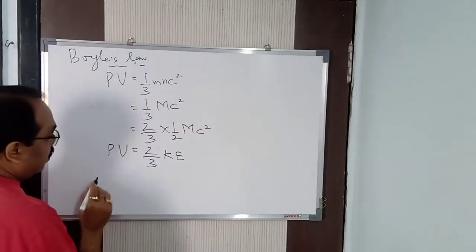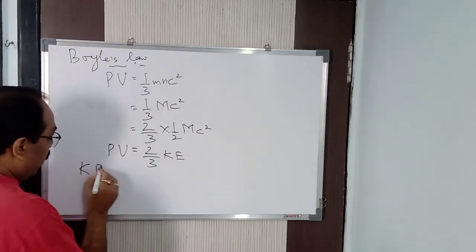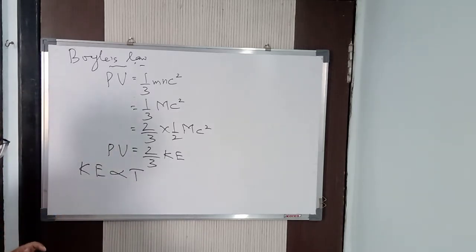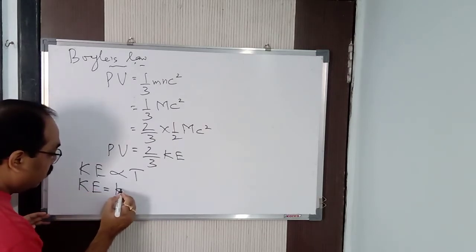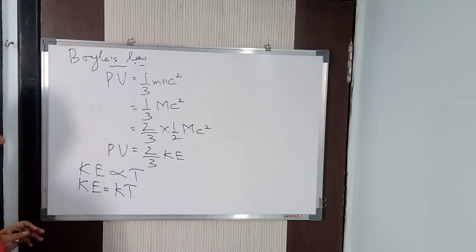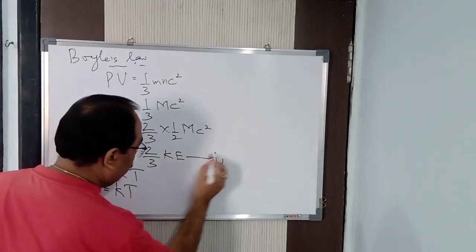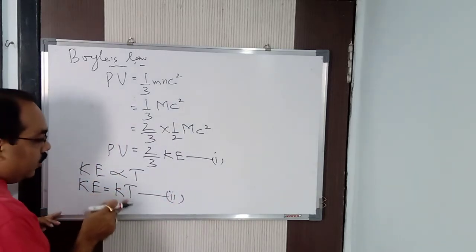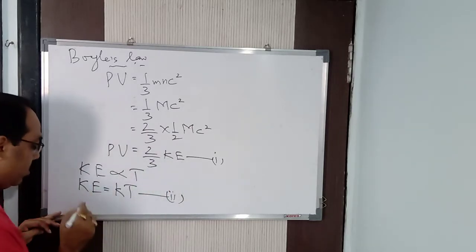Next, from one of the postulates of the kinetic theory of gases, which we have studied already, we know that Ke is directly proportional to T. Now Ke is equal to K into T, that is Ke is equal to KT. Let us say this is equation number 1 and this is equation number 2. So we can put the value of 2 in 1. When we put the value, what will we get?